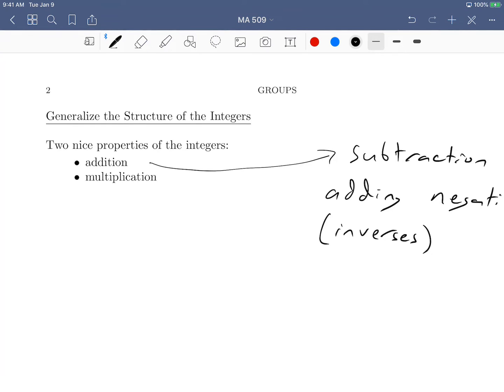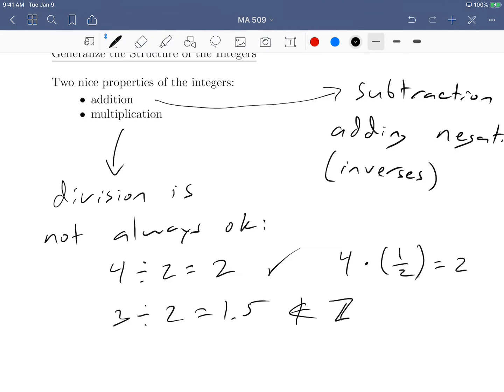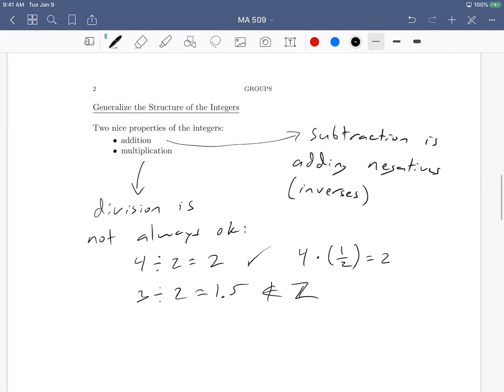Multiplication is nice in the integers. Division is not. So there are some ways in which division is fine and is just like subtraction. It's adding inverses. Sorry, it's multiplying inverses. But it's not always okay, because, for example, I can do 4 divided by 2 is 2. That's fine, and it's an outgrowth of multiplication, right? This is like 4 times the inverse of 2. But 3 divided by 2 gives me 1.5, which is not an element of Z. 1.5 is not an integer. And so multiplication is good, division is not always so good. Addition is fine, and subtraction, just adding inverses, is fine. But division we're going to have to always be a little bit careful of.